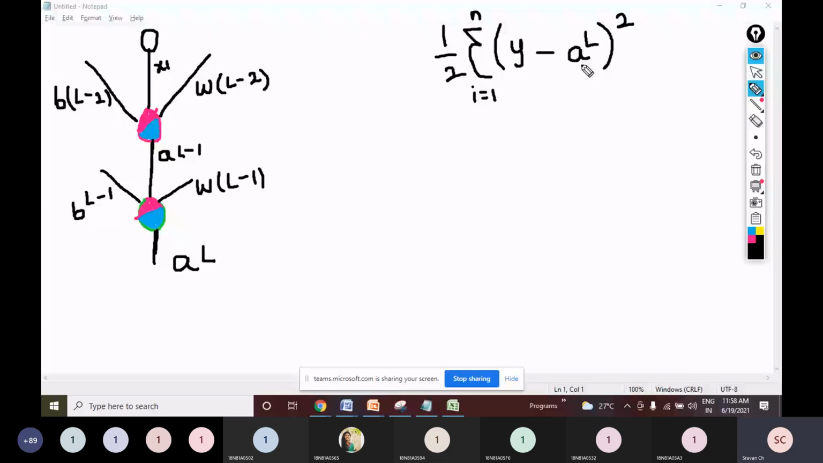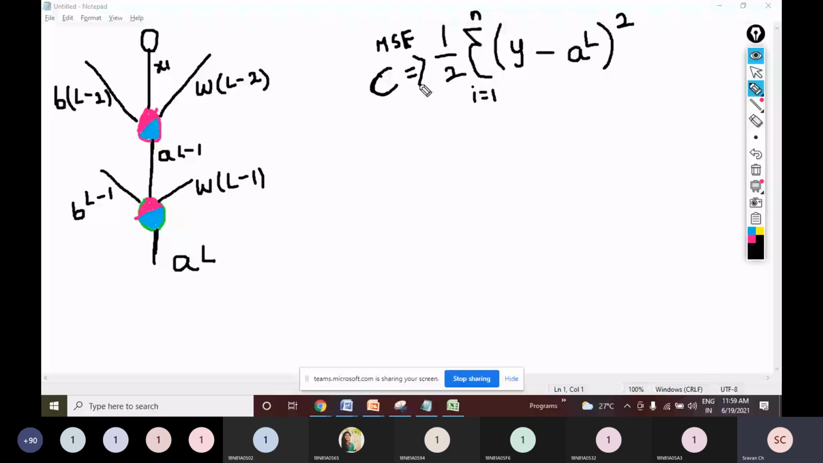If we have multiple neurons, obviously, it is a summation. This is nothing but our mean square error formula, which we have used in gradient descent also. So friends, this is my cost function, which is represented as 1/2 into y minus A power L whole square. Now let us continue.